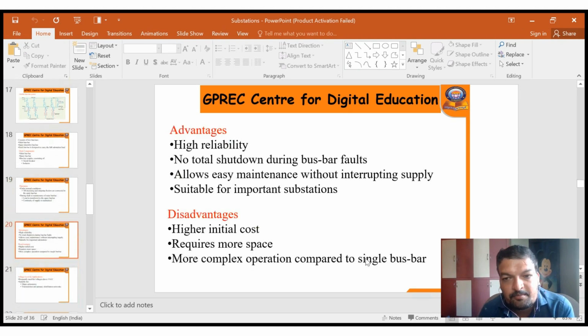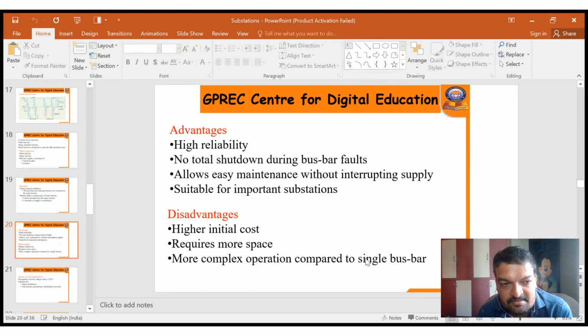The advantages of the double bus bar system: it has high reliability, and no shutdown during bus bar faults. That means if any fault occurs in the main bus bar, the spare bus bar will operate, so continuous supply of power takes place. There is no need for shutdown when any fault occurs in any bus bar. It allows easy maintenance without interrupting supply. It is suitable for important substations. So these are the advantages of the double bus bar system.